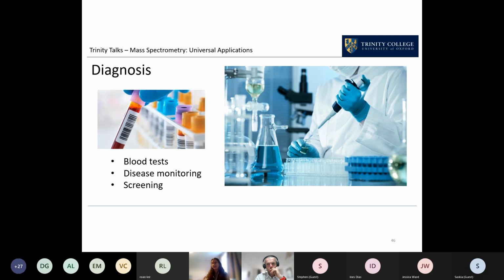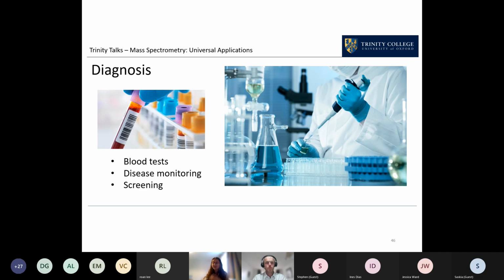Some cancers nowadays can be diagnosed with a blood test. So prostate cancer can be diagnosed by a blood test. Again, just seeing what molecules in your blood, and certain levels of certain molecules that you would detect with mass spectrometry, indicate that you have prostate cancer. And also it can be used to track how well your treatment is doing.